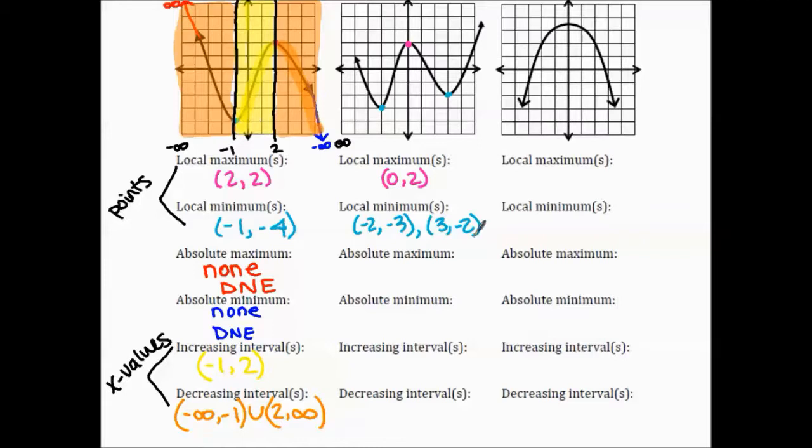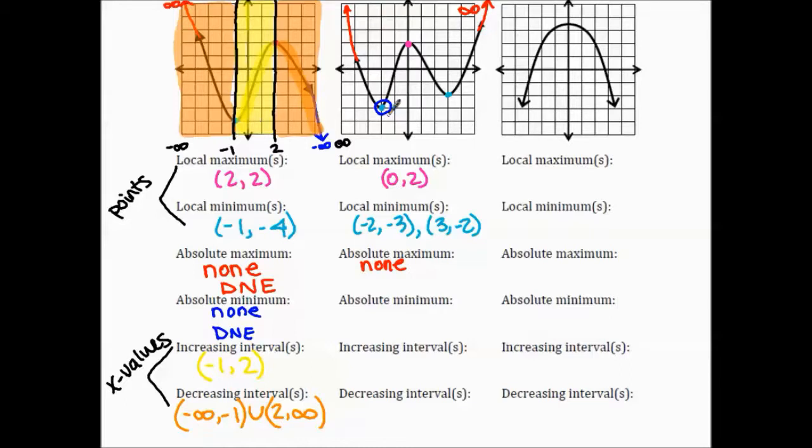For our absolute maximum, we want to look for the highest point on this graph. Well, both of these arrows are pointed up, so they're going to go toward positive infinity. So there is going to be no absolute maximum. So you can put none or you can put DNE for does not exist. Now the absolute minimum, there is a lowest point on this graph, and that is here.